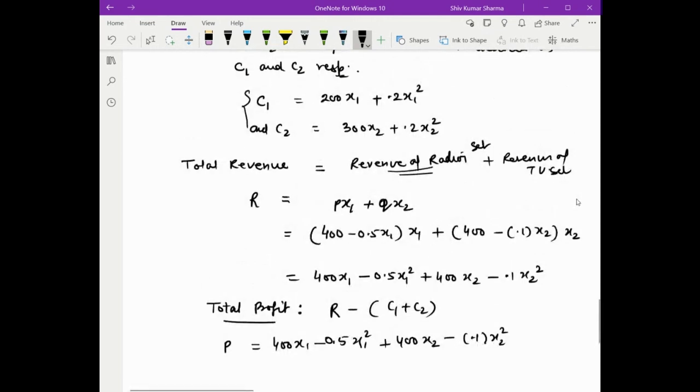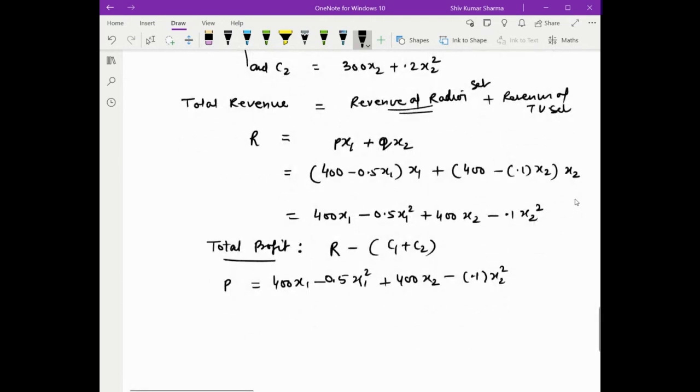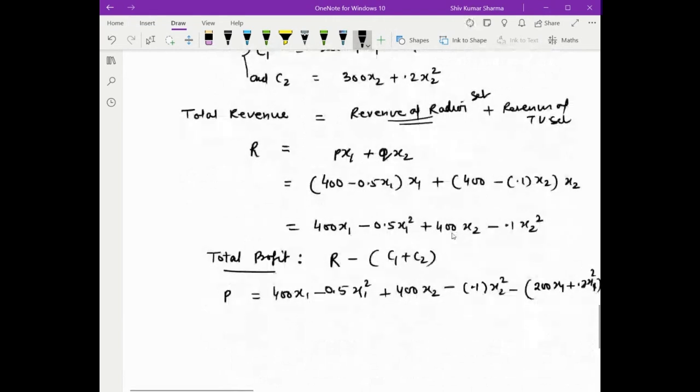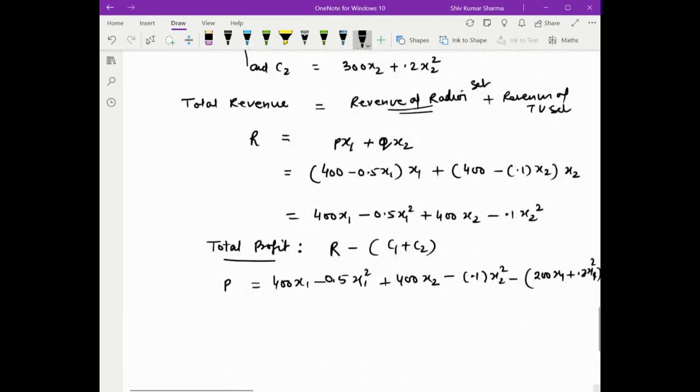What is the value of C1? C1 is 200 X1 plus 0.2 X1 square. So minus 200 X1 plus 0.2 X1 square, this is C1, and plus 300 X2 plus 0.2 X2 square. So this is the production cost of C1 and C2, that means radio sets and TV sets.